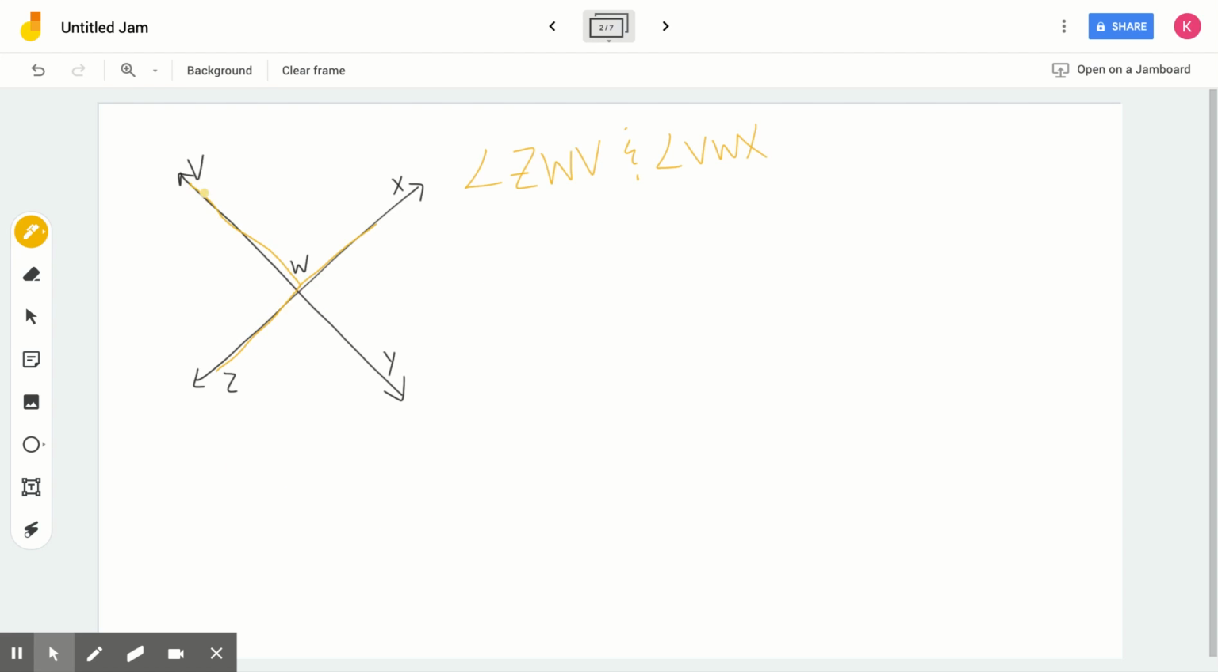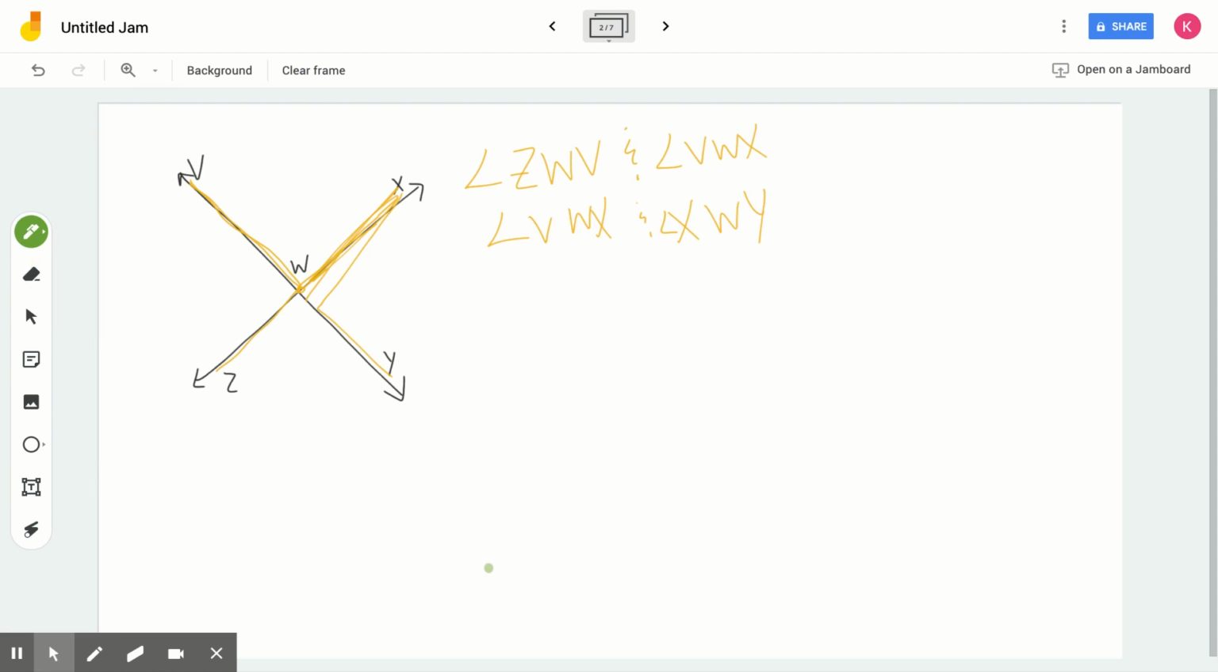We could say that VWX and XWY are also adjacent. Common side, same vertex. There's also a couple more pairs that you could list, so you might want to try and look at those on your own.